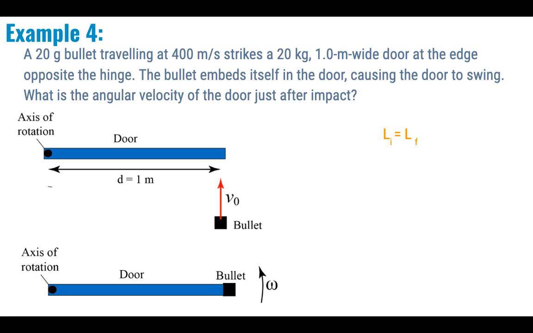We're going to model the bullet as a point mass. The moment of inertia of a point mass is mr squared. And we will model the door based on the diagram that's given to us. We're going to assume that it takes the shape of a rod. So we're going to use 1/12 ml squared. But if you notice here, let's take a look at this rod.